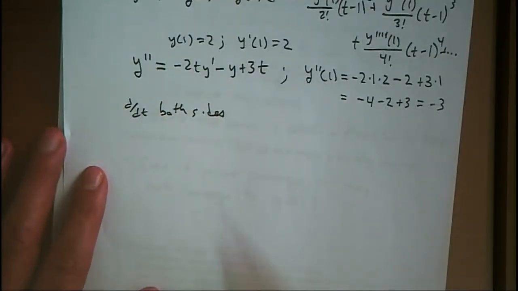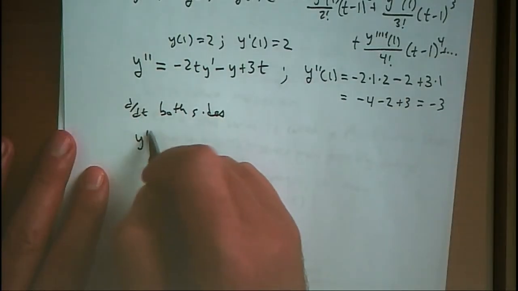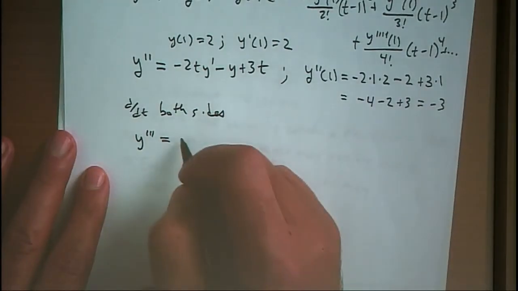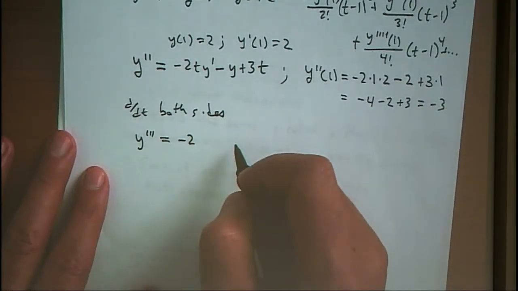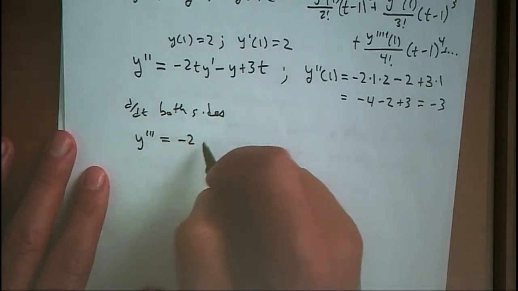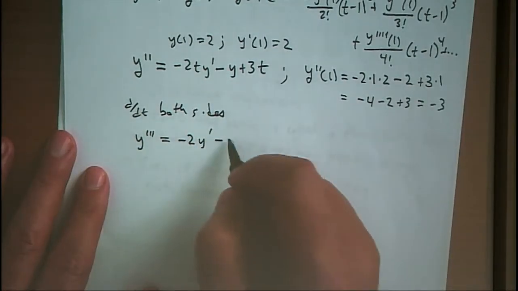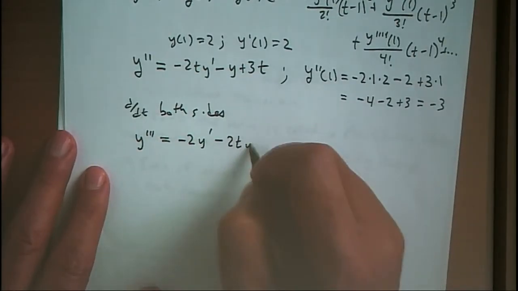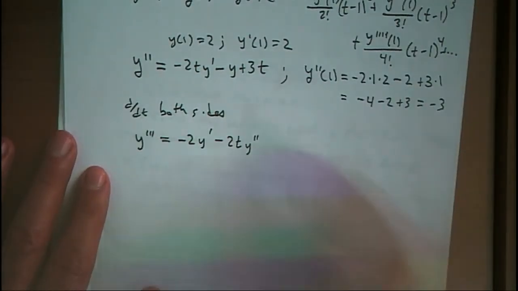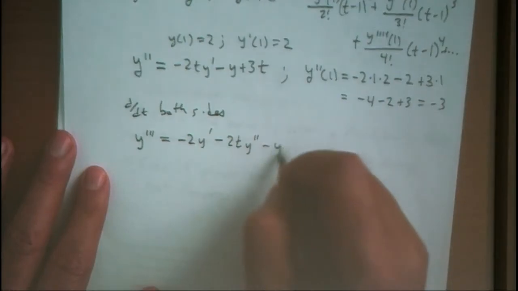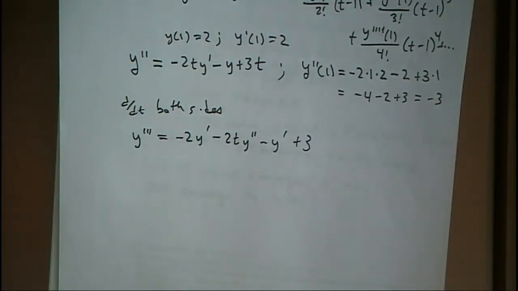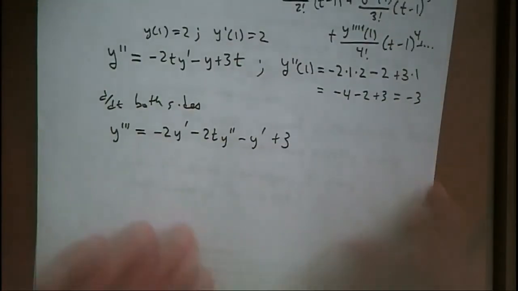Here, now we got y triple prime. That's what we get on d/dt on the left. I've got to use the product rule there again. Minus 2, times 1 times y prime, minus 2t left alone. The derivative with respect to t of the first derivative is the second derivative. And then this is just minus y prime. That's sort of easy. Plus 3. So this one's not as bad as what we looked at before. I'm going to evaluate that at 1.